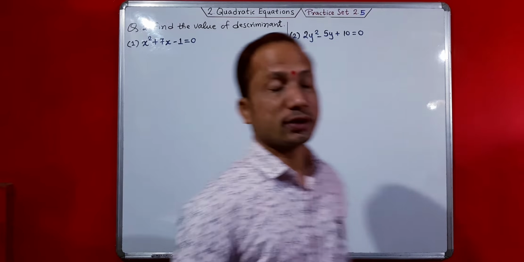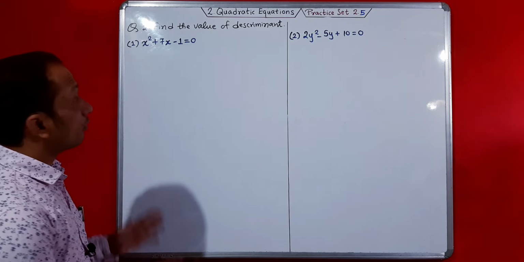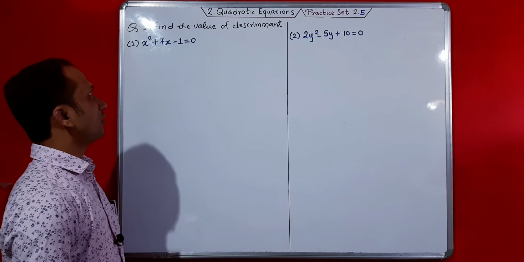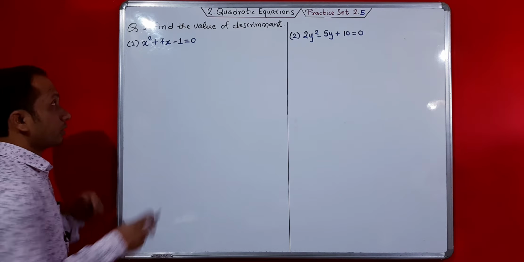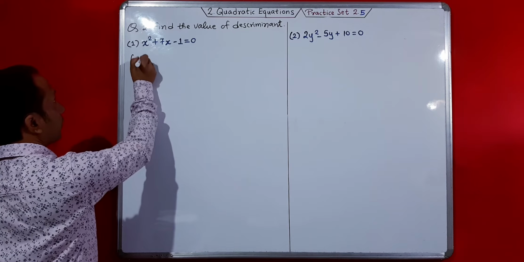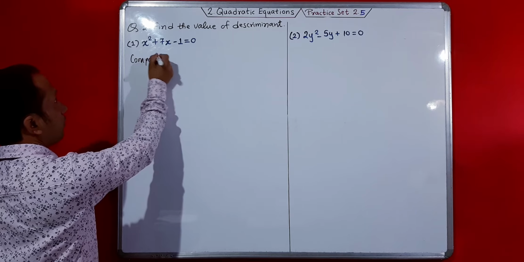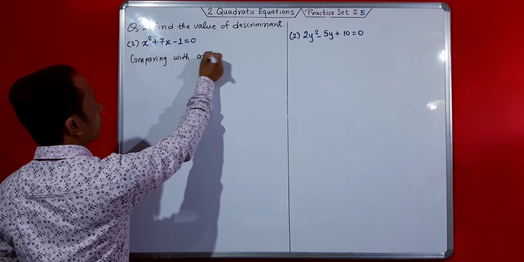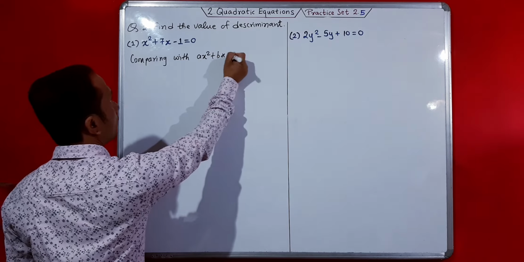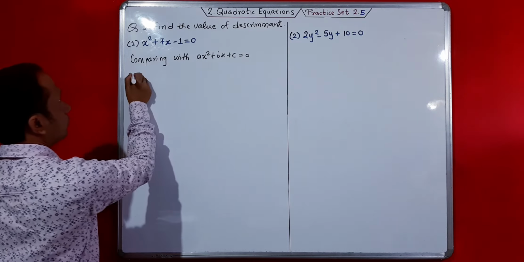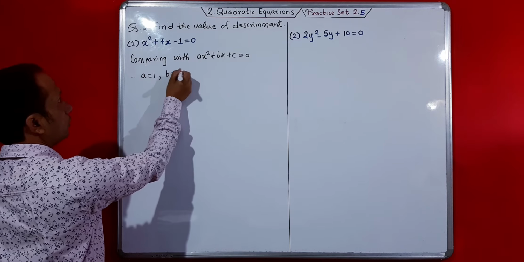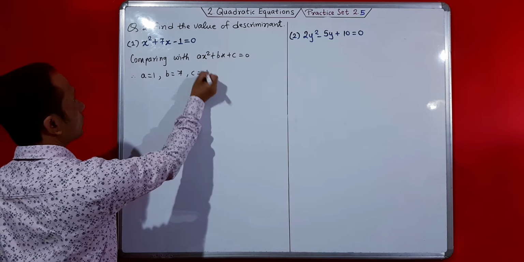Okay, so we'll solve the second problem in which we have to find out the value of discriminant. First problem: x square plus 7x minus 1 is equal to 0. Comparing with the general form ax square plus bx plus c is equal to 0, therefore a is equal to 1, b is equal to 7, and c is equal to -1.